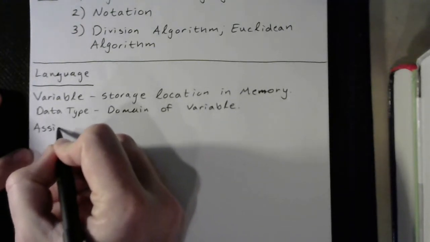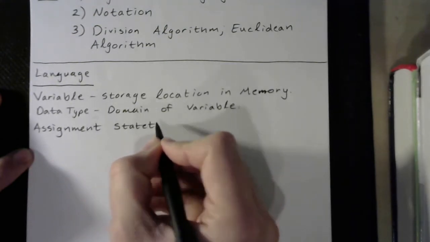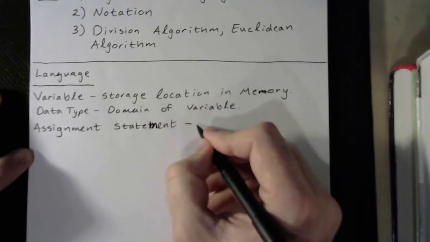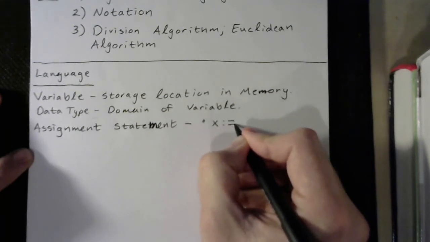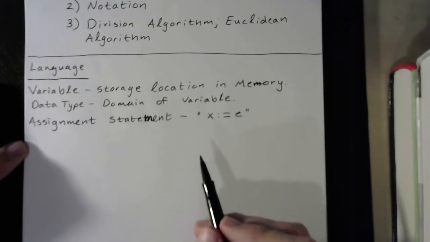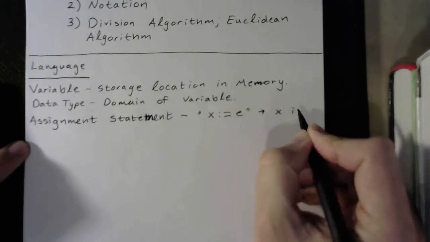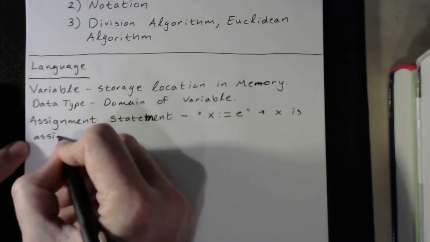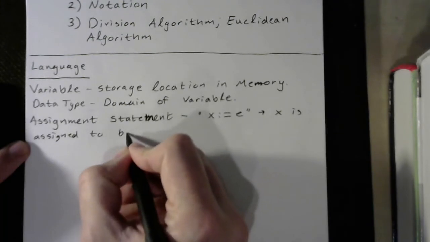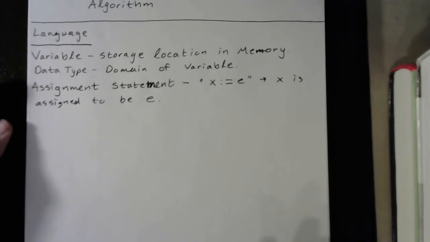The assignment statement is something that looks like x colon equals e. I've used this term before. I said it was defined as or assigned as, but this reads as x is assigned to be e, or defined as e. I read it as defined as. In math, we say defined. In computer science, it's probably assigned.